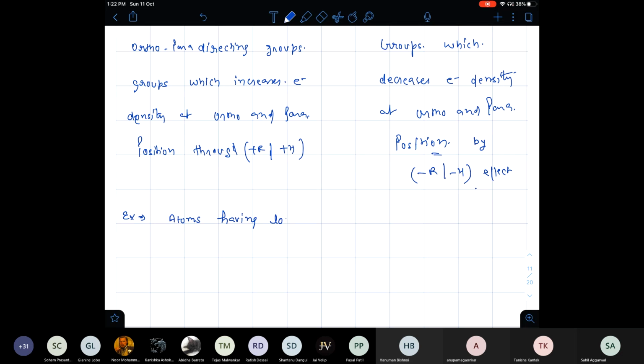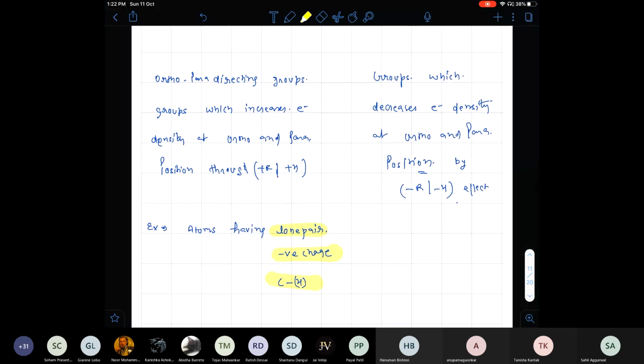Atoms having lone pair, negative charge, or carbon having hydrogen. If the atom which is directly attached to the ring has a lone pair or negative charge, or if it is carbon, it must have at least one hydrogen, so that hyperconjugation can happen.